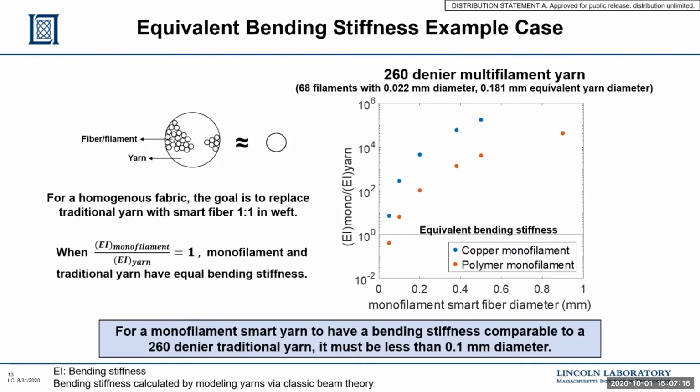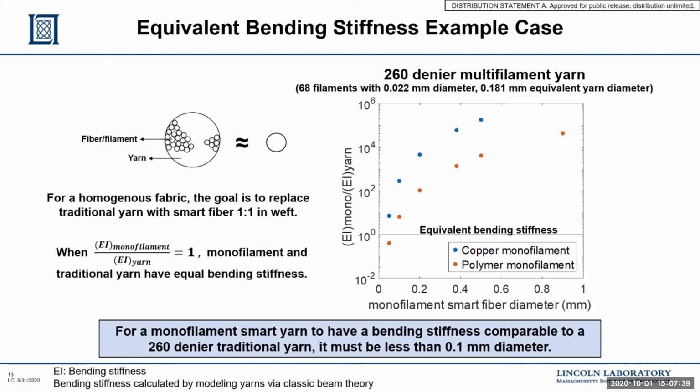Plotted here to bound the problem, we have a completely copper monofilament plotted in blue and a completely polymer monofilament plotted in red. Using this graph, we can see where those lines cross this equivalent bending stiffness line to tell us what is the size of the monofilament that we need in order to match that bending stiffness. So here we can see that's about 100 microns in diameter.